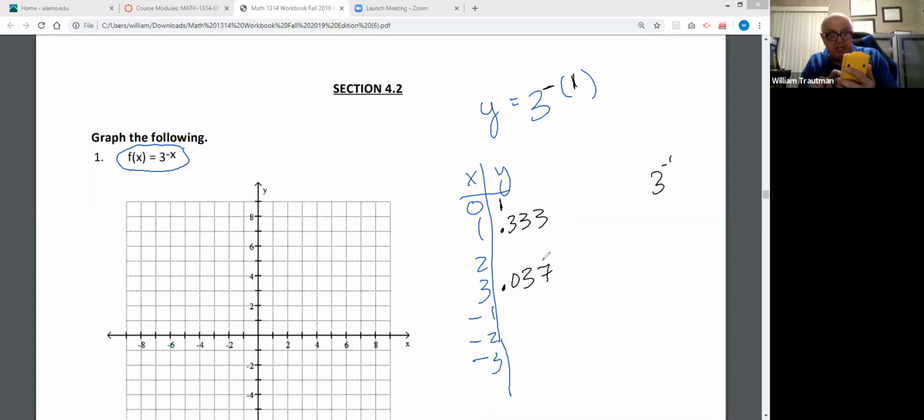I didn't type in -2. If I put a 2 in here, it's 3 to the -2 power. So I'm going to try that. 3 raised to the -2. And I get 0.11.